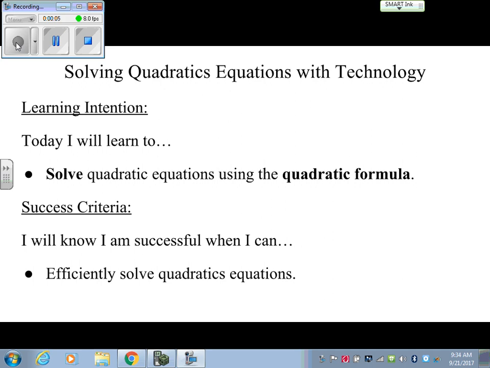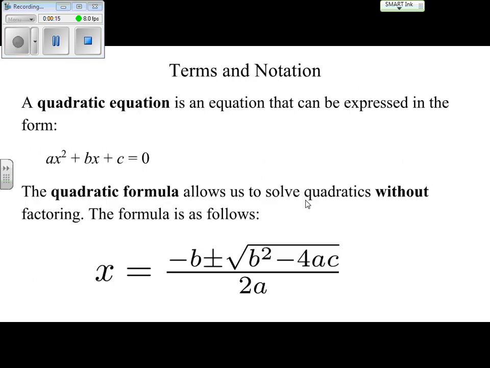Today we'll be solving quadratic equations once again, but this time we will be using the quadratic formula rather than factoring techniques, which we had seen in previous lessons. We will know we are successful when we can efficiently solve quadratic equations.